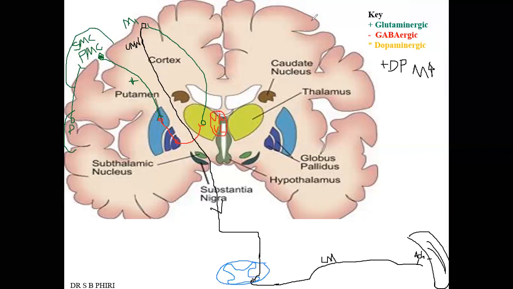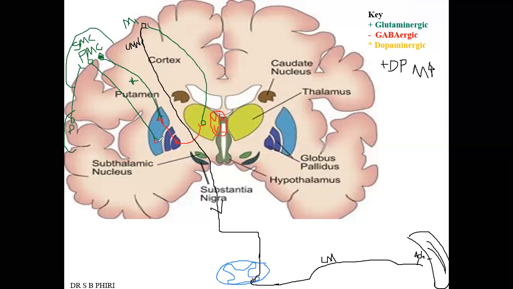So again, let's start with the pathway. We are also starting from the supplementary motor cortex, the premotor cortex. This is where the idea is for that particular movement that you want to execute. So it's going to send a stimulatory signal via the corpus striatum. So the corpus striatum, caudate nucleus, and putamen, so either of the two. From here, we're going to have an inhibitory medium spiny neuron.